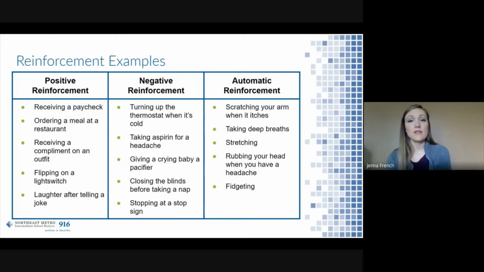And then some examples of automatic reinforcement include scratching your arm when it itches, taking deep breaths, especially when you're stressed out, stretching, rubbing your head when you have a headache, and fidgeting. Those are all some examples.